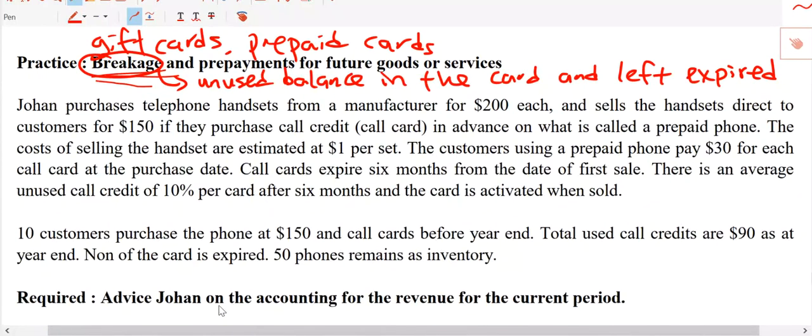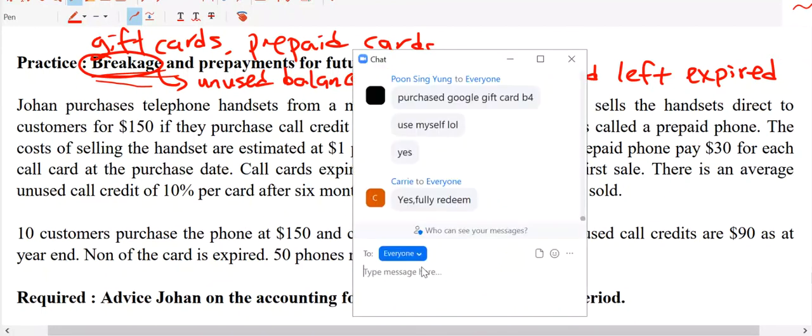So let's read the case here. This is an actual past question. Advise Johan on the accounting for the revenue. The company Johan purchases handphones from a manufacturer for $200 each and sells the handset direct to customers for $150 if they purchase a credit card in advance, what is called a prepaid phone. So we tell the customer, if you buy our prepaid card, then only you can buy this phone at a special price of $150.